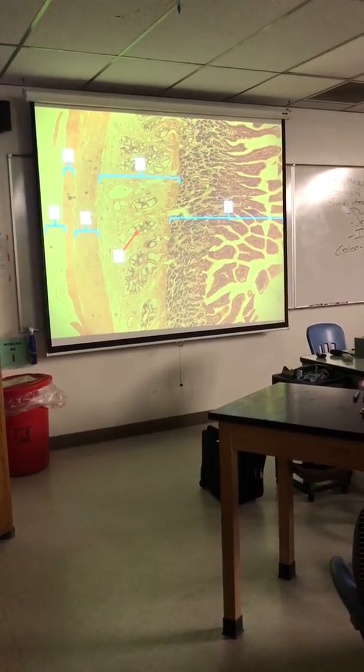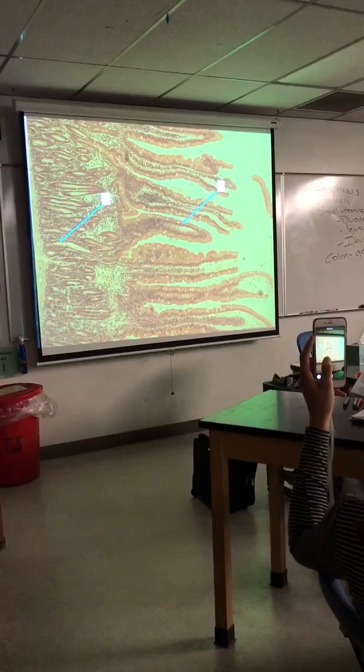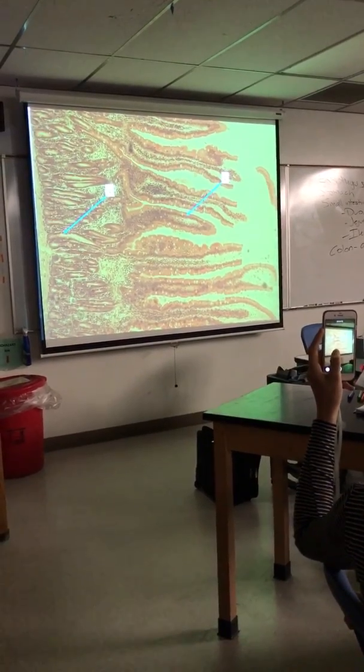So that is duodenum. This is jejunum. I'm just showing you the mucosa. What I'd like to ask you for jejunum is the villi crypt.